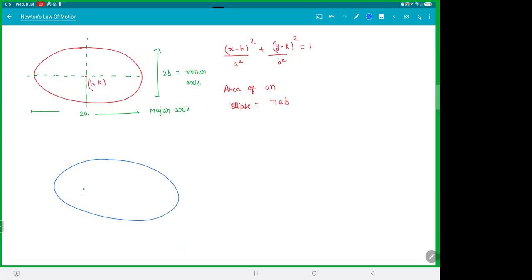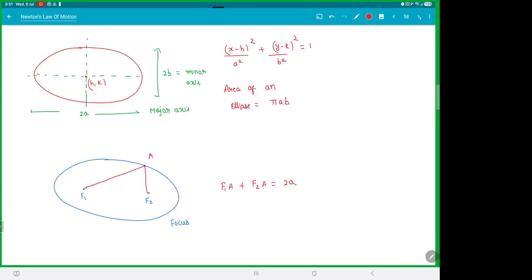In an ellipse, these points are called foci, F1 and F2. So there are two foci. The property of the ellipse is this: you take any random point on the ellipse, and if you join it to the foci, F1a plus F2a will always be equal to 2a. 2a is your major axis. That's a small property of an ellipse.